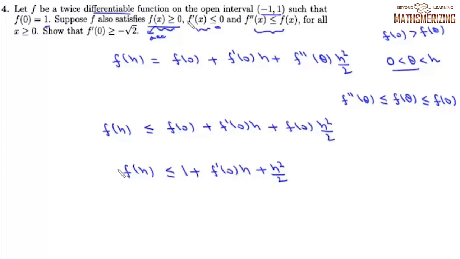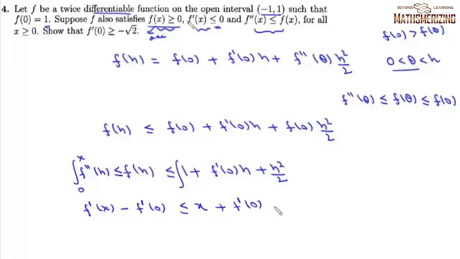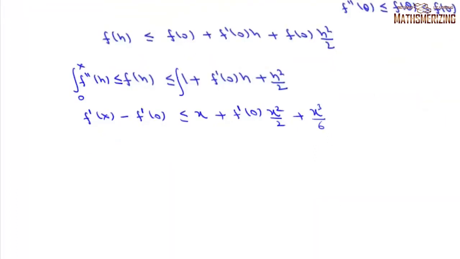So we can say this f''(h) will be greater than or equal to f''(h). Now we'll integrate both sides from 0 to x. So we can write f'(x) minus f'(0) will be less than or equal to x plus f'(0) x square upon 2 plus x cube upon 6. Now we'll integrate this once again from 0 to x.